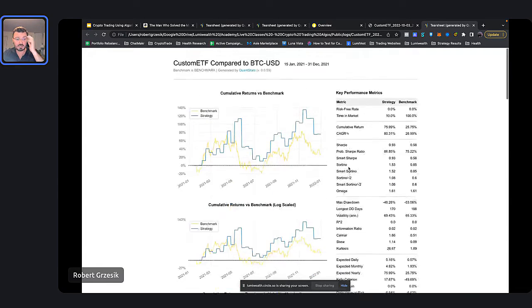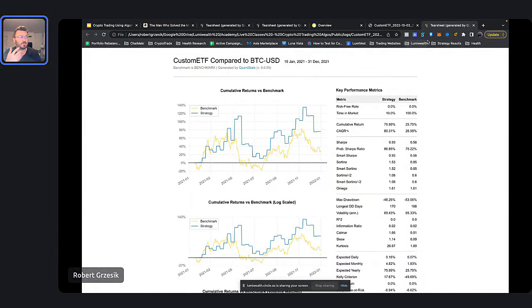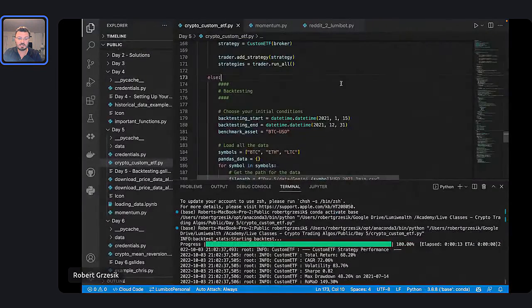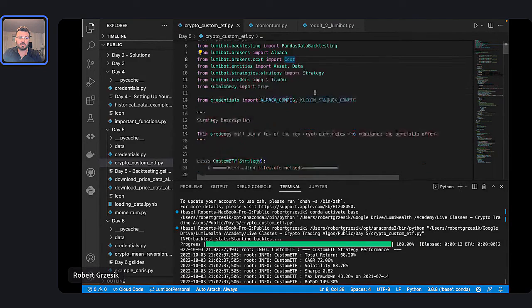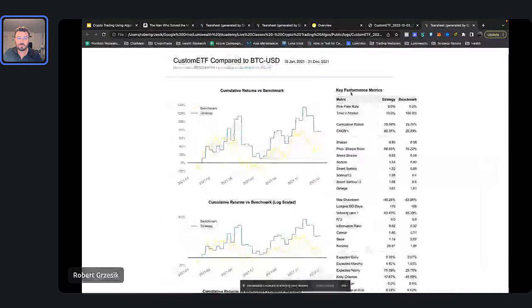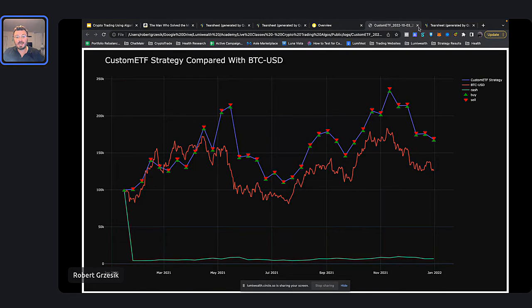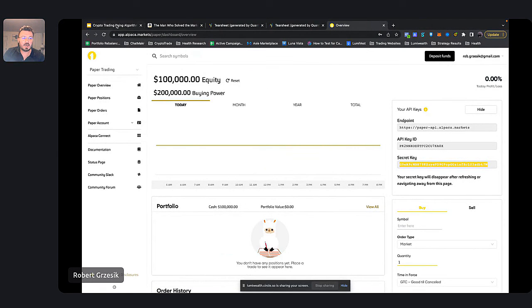Okay, so that's the custom ETF strategy. That's one of them. If you take our full course, we will give you the code for this. That's this code right here. You will get a chance to use that, along with all the other ones as well, and how to use this thing.